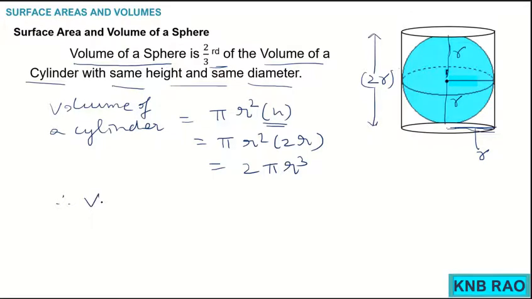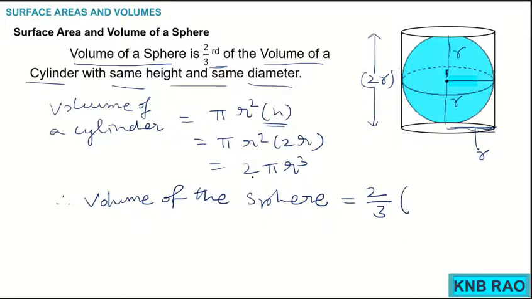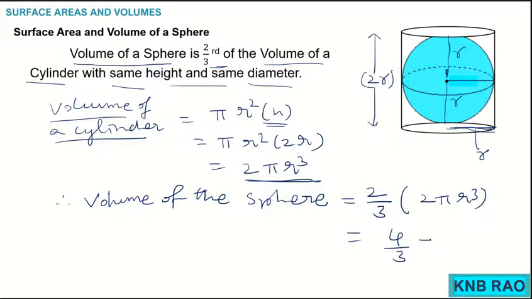the volume of the sphere is 2/3, that is 2 by 3 times, the volume of the cylinder. So 2 pi r cube is to be multiplied by 2 by 3. So 2 into 2, 4 by 3 pi r cube is the volume of the sphere. That's how it comes.